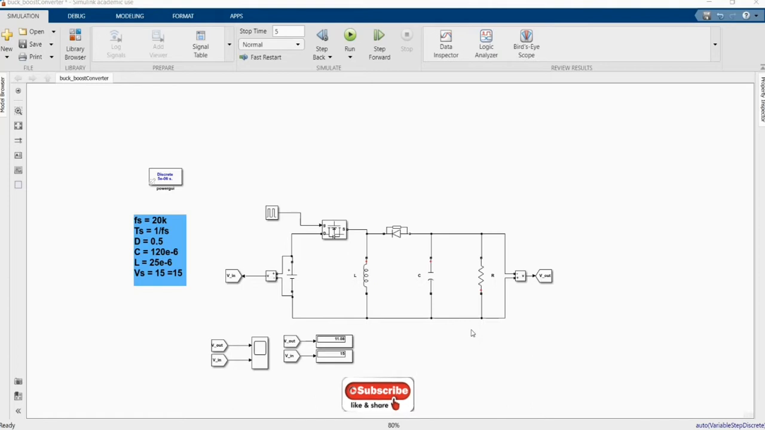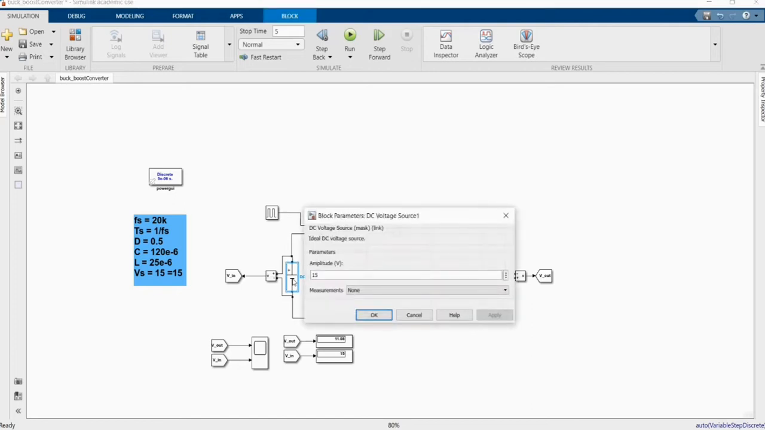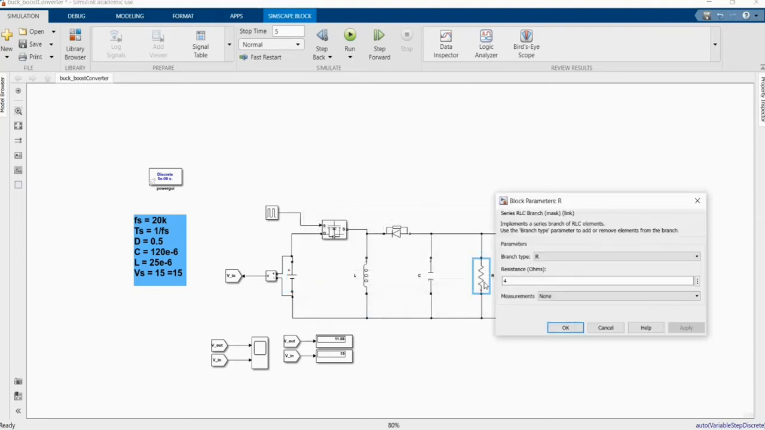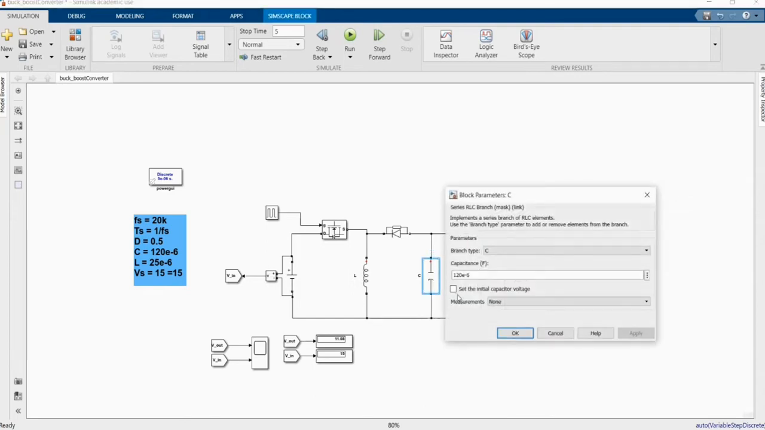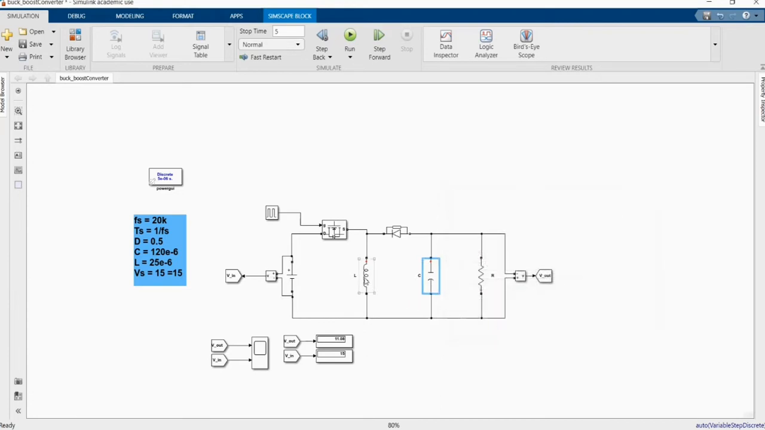Here is our DC-DC buck and boost converter equivalent circuit. Here we have the DC voltage source as the input, 15 volt. We have resistor as the output of the load, 4 ohms. We'll be measuring the voltage across the resistor. And here we have our capacitor and our inductor.